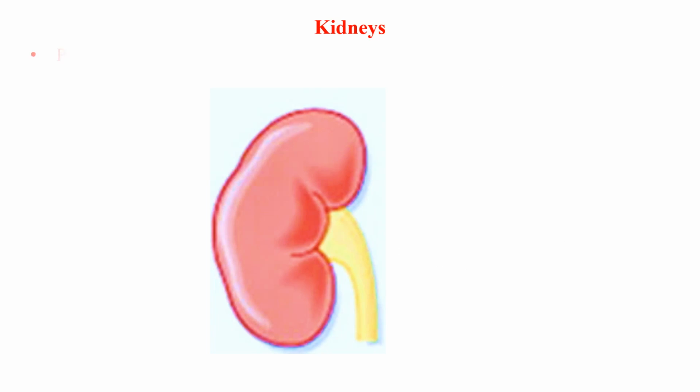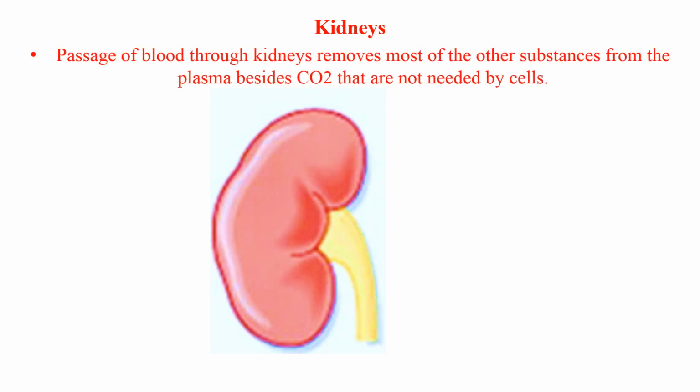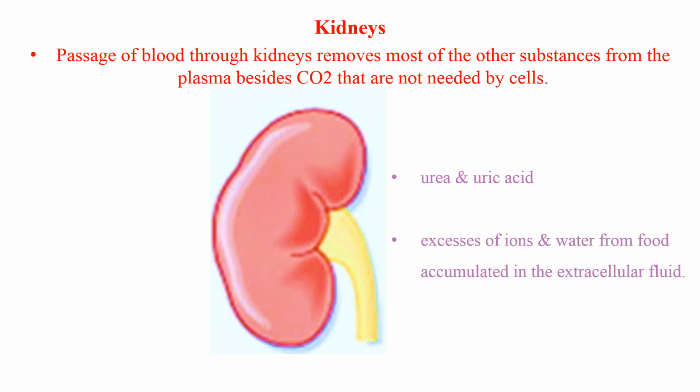Kidneys. When blood enters the kidneys, it removes most of the other substances from the plasma besides carbon dioxide that are not needed by the cells. These substances include end products of cellular metabolism like urea and uric acid. They also include excess of ions and water that might have accumulated in the extracellular fluid.